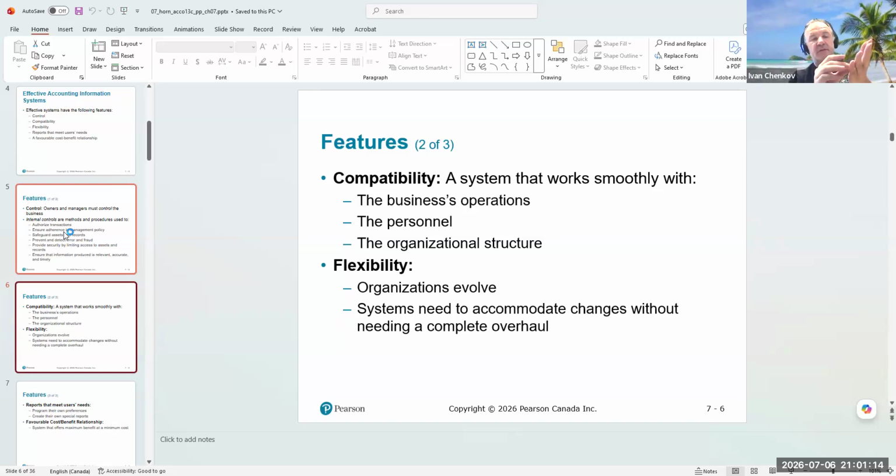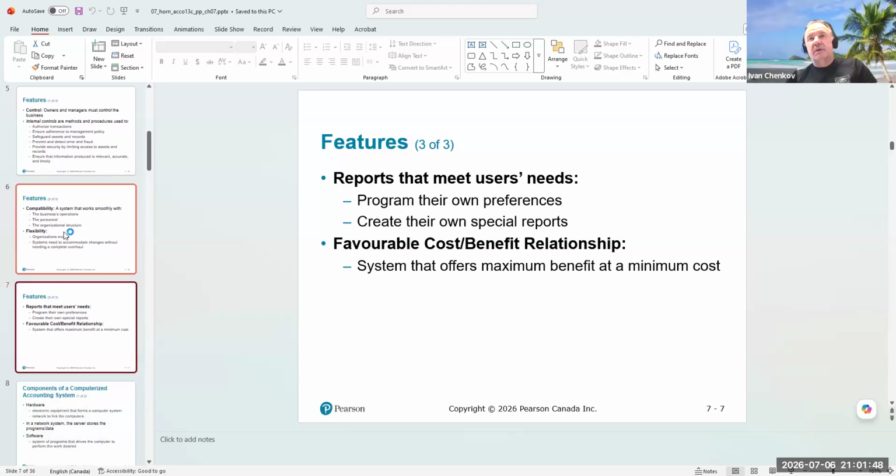Flexible. What does it mean for accounting software to be flexible? It means that if the company changes, the software is able to evolve with the business, and we don't have to purchase new accounting software. So once we get one accounting software, even if we change the business, we're still going to rely on the same system. And the system needs to accommodate the changes if we're making any changes in the business. Reports. Reports have to meet what we want.